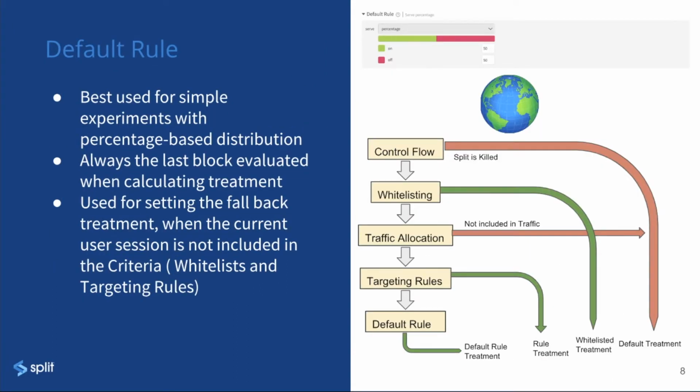Finally, the fallback is the default rule. If the user ID did not match any of the previous sections like whitelisting, traffic allocation, or targeting rules, it will fall back to the default rule. You can choose a treatment or a percentage.